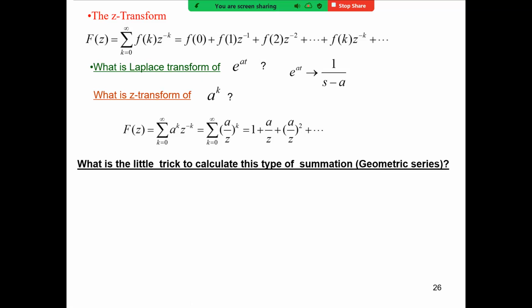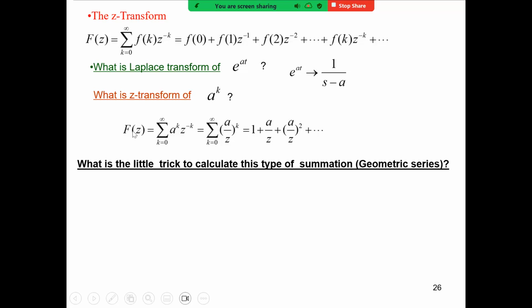Now, if you look at this series, this is what we call the geometric series. How are we going to sum up a series like this, a to the k, but here it is just a over z? Do you remember the little trick to calculate this type of summation? Don't tell me the formula, I want you to derive that. What should you do if you encounter this kind of problem? How will you compute this summation?